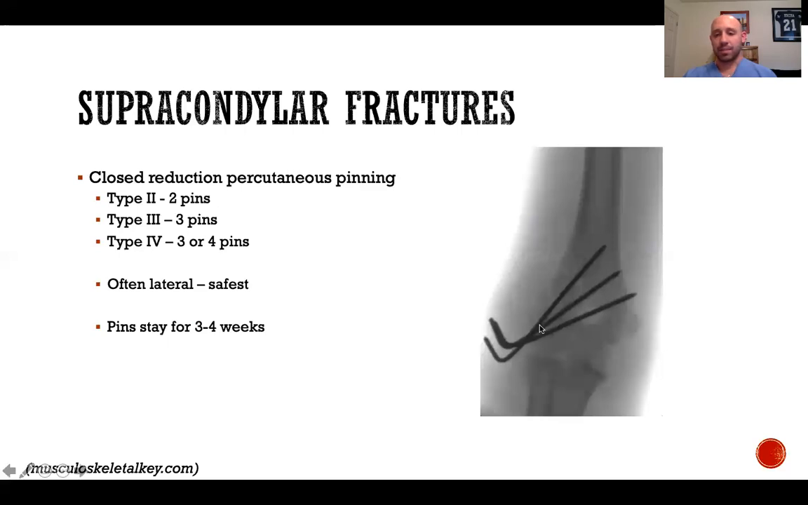As you can see from these pins here, they're heading away from each other, meaning that they're in a divergent pattern. And because of the divergence, that gives it more mechanical stability. And in general, we talk about type 2s are going to get 2 pins, type 3s need 3 pins, and then type 4s get 3 or 4 pins. And once we pin these, they're going to stay for about 3 to 4 weeks.